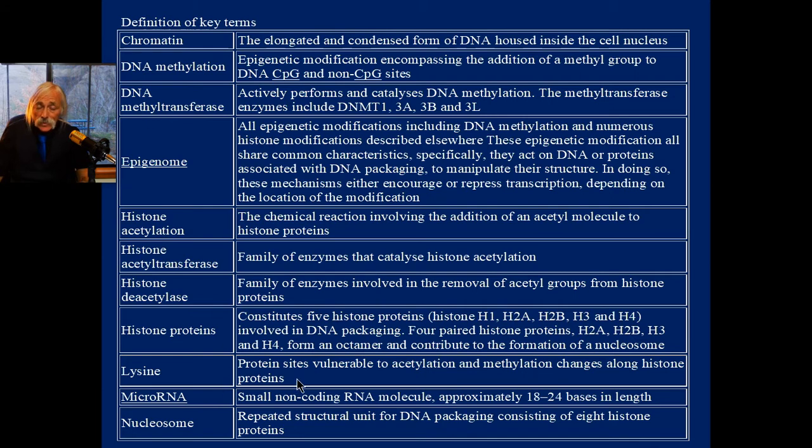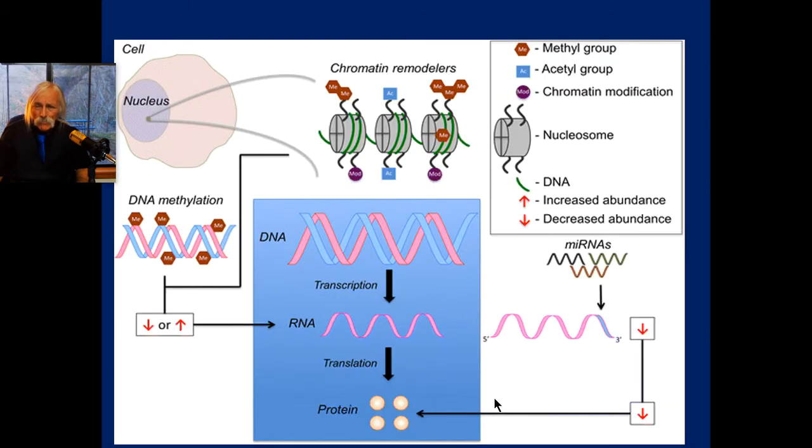Lysine, of course, is just an amino acid found in proteins, and particularly lysine residues in histones are acetylated. And then you have microRNA, small non-coding RNA molecules, approximately only between 18 and 24 bases in length. Remember, these are not DNA, these are RNA. Then the nucleosome itself is a repeated condensed structural unit of DNA packaging consisting of that octet of histone proteins wound up with somewhere around 250 nucleotides. So it just shows you have chromatin remodeling that goes on. That's how you get gene expression.